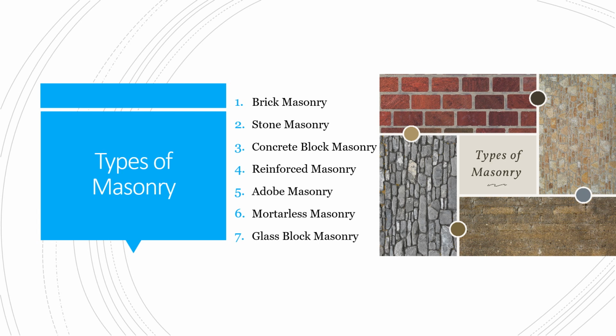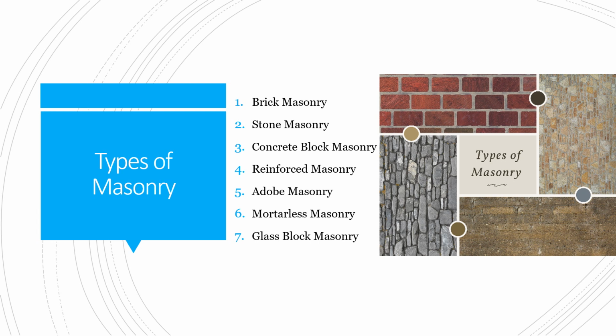Now let us look at the types of masonry. Some of the most common types are brick masonry. This type of masonry involves using bricks, which are rectangular units made of fired clay or concrete. It can be further classified into various styles such as English bond, Flemish bond, and common bond, based on the arrangement and the pattern of the bricks.